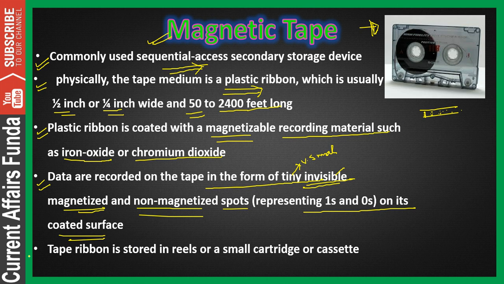Okay. Now the next point is, tape ribbon is stored in a reel. Where is it stored? You can see in the picture that tape ribbon is stored in a reel or a small cartridge or cassette. You can see this is stored in a reel, or you can see this is stored in a cassette.